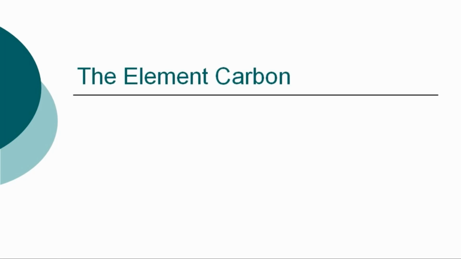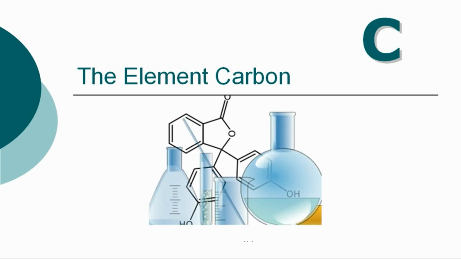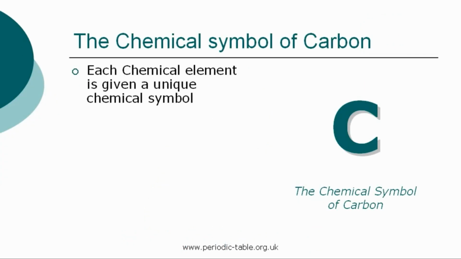This short, simple guide to the element carbon will provide facts and information for chemistry students who are learning about the periodic table and, in particular, the element carbon. Each chemical element is given a unique chemical symbol, which is used all over the world. The chemical symbol for carbon is C.